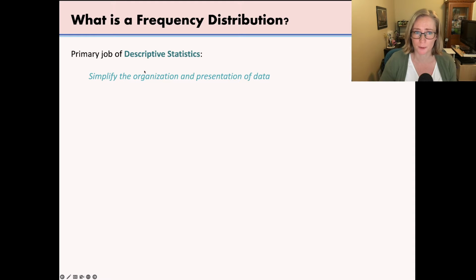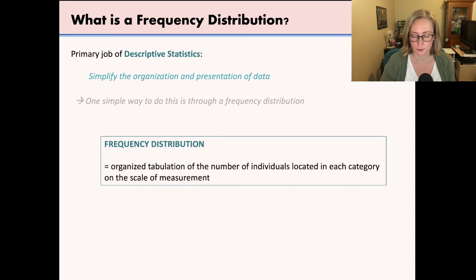So the primary job of descriptive statistics: simplify the organization and presentation of the data. Simplify it, make it concise, make it so that at a glance you can see what's happening. And frequency distribution tables and graphs do a really good job at that. So one way to do this is through the frequency distribution.